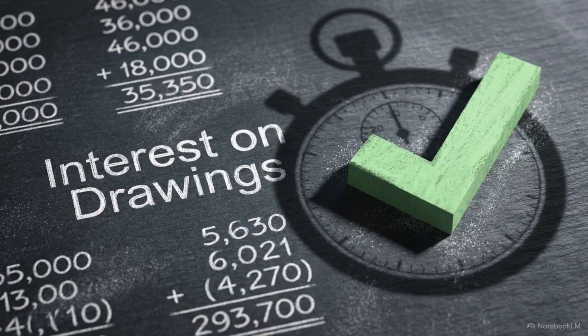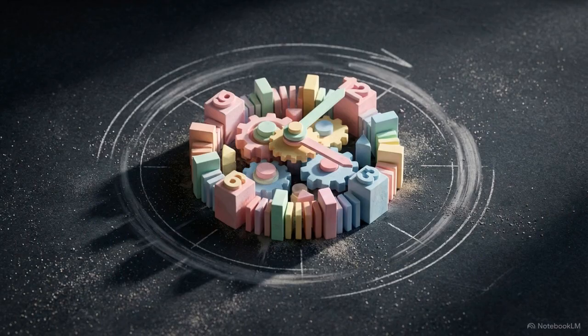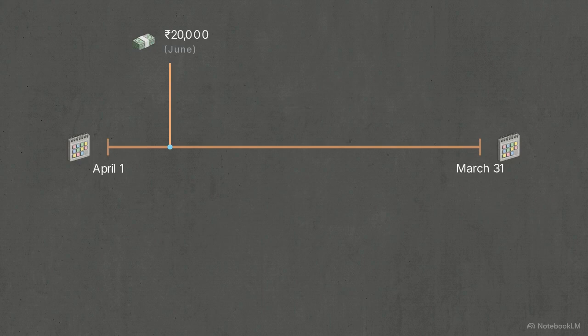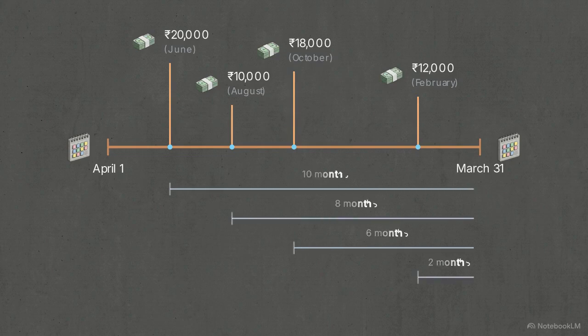While accuracy is the primary goal, these methods focus on speed. On a time-crunched exam, the difference between a 3-minute calculation and a 30-second one can determine whether or not you finish the paper. Consider a scenario where a partner makes 4 unequal withdrawals at random times throughout the year: $20,000 in June, $10,000 in August, $18,000 in October, and $12,000 in February.